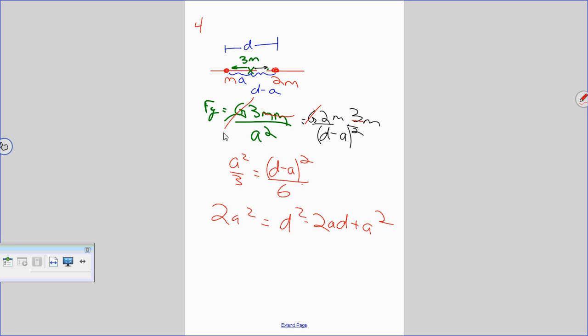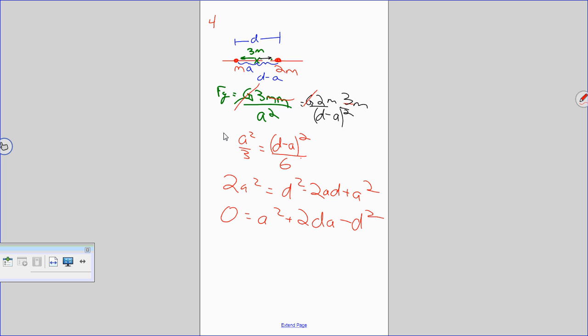Follow? All right, so if you set this all equal to 0, you get 0 equals a squared plus 2da minus d squared. I multiplied through by -1 because we were trying to solve for a, and I just like having the a as a positive. So then you use the quadratic formula.